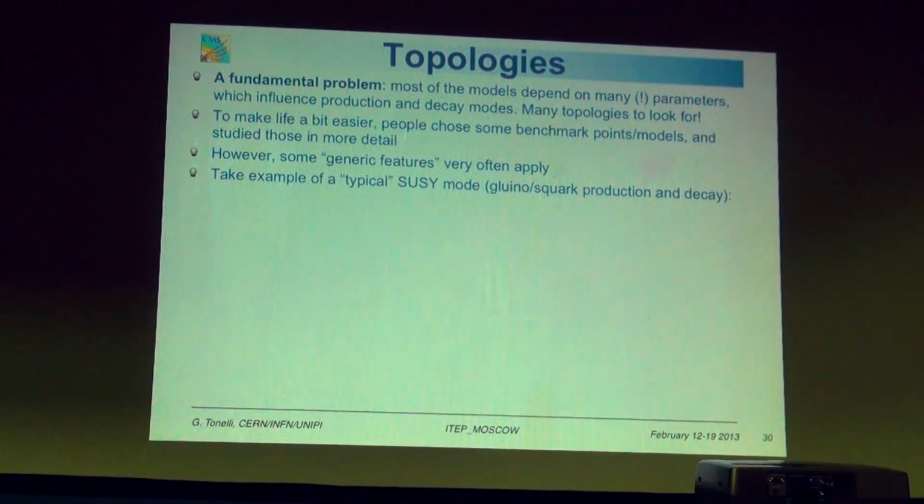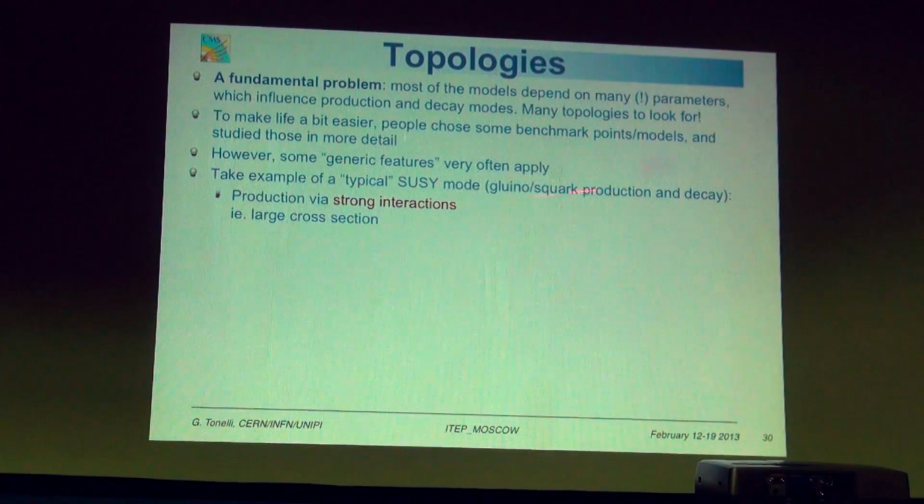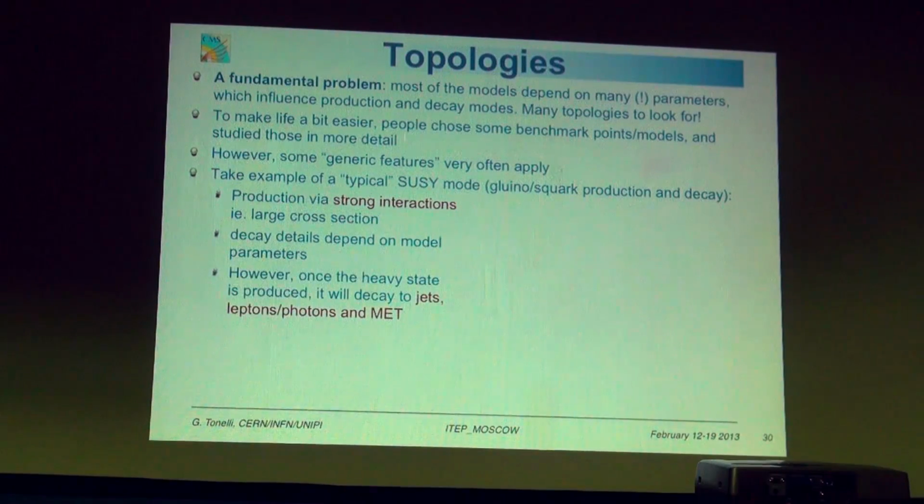Sometimes we have very generic features, but just to give you an idea, in a typical SUSY search based on gluino strong production, so gluino-quark production and decay, production is via the strong interaction, meaning that you have a very large cross-section. So SUSY, if it is real, is not a rare event at the LHC, because the production cross-sections are very large in the case of strong interaction. The decay details depend on model parameters. However, once you produce a heavy state, at the end of the day it decays to jets, leptons, photons, and missing ET.